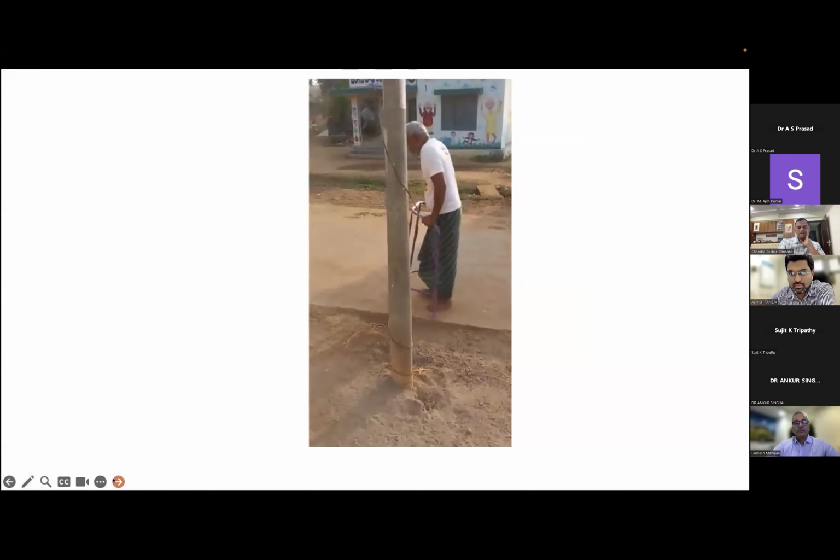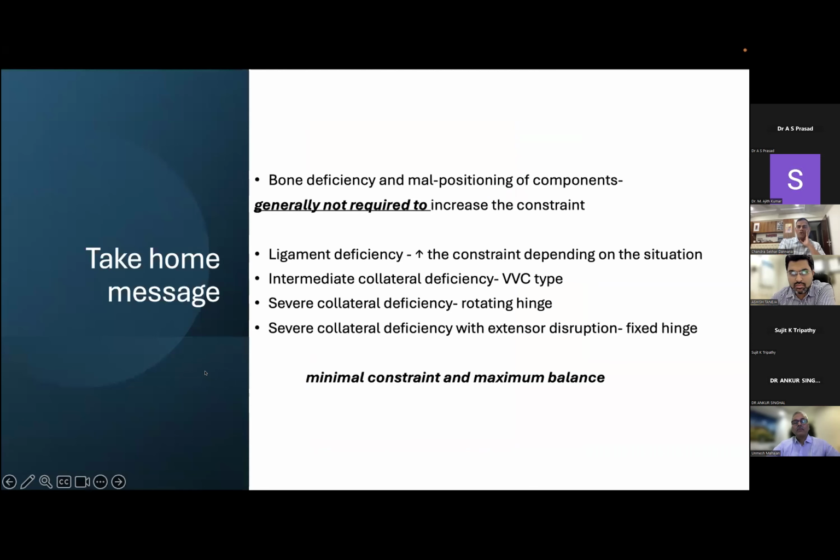So in summary, you have to identify the reason for the revision, whether you're dealing with a bone defect or a ligamentous deficiency, or a combination of bone defect and ligamentous deficiency. If it is just a bone defect and malpositioning of the components, you generally don't need to increase the constraint.